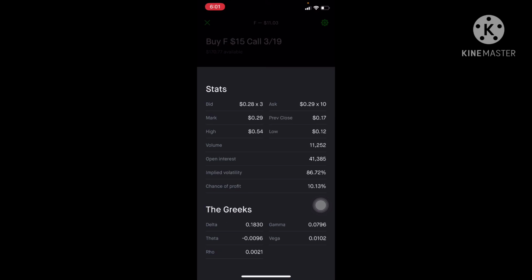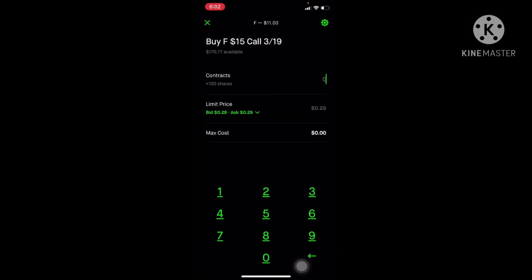Chance of profit says 10%. That's good to know, but we're buying a call at least 45 days out, so the chance of profit is spaced out from there. I'm not worried about getting to my break-even price. I'm just worried about this particular contract moving up in value. So if I want to buy this particular contract, because it's so cheap, what I like to do is buy multiple contracts because that means I will double or triple my money faster.